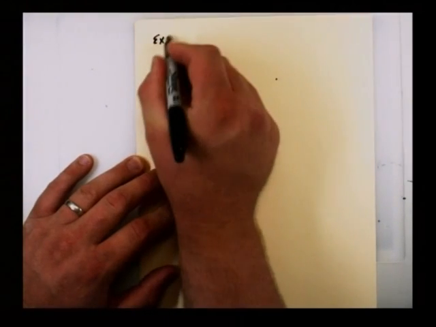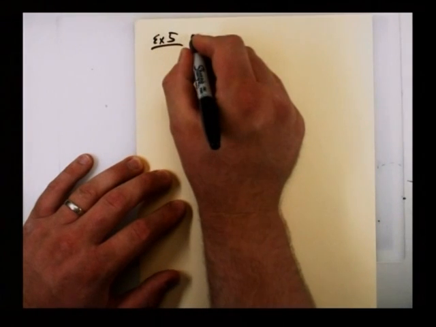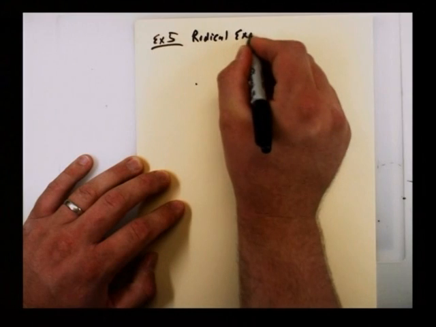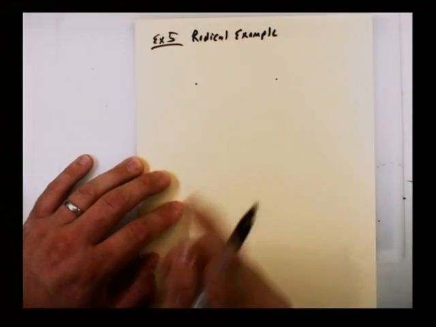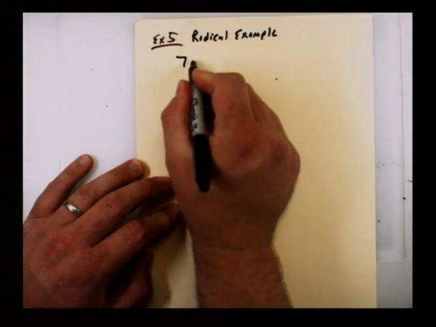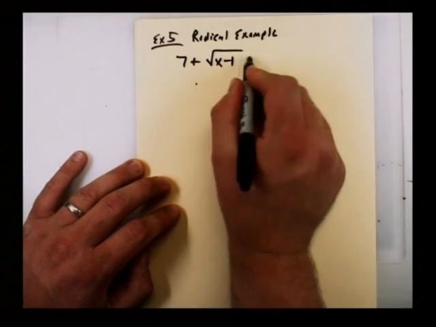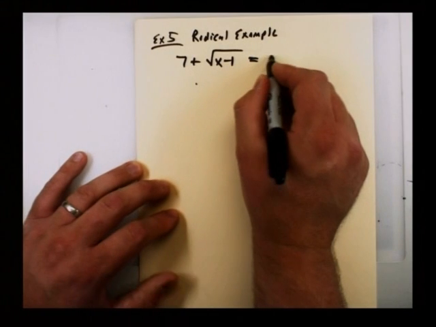I'll take a look at another example, example 5. These last 2 are radical examples. Not because they're so much fun, just because they have radicals in them. The first one we're going to take a look at is 7 plus the square root of x minus 1 is equal to x.